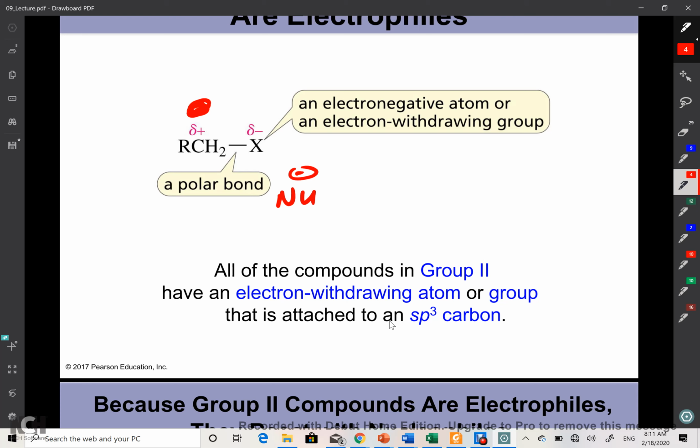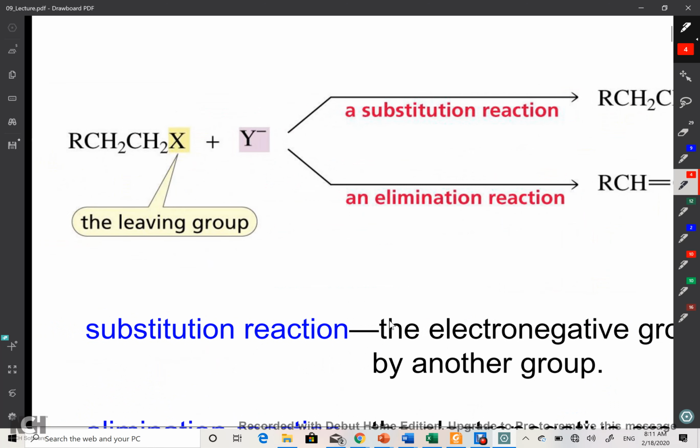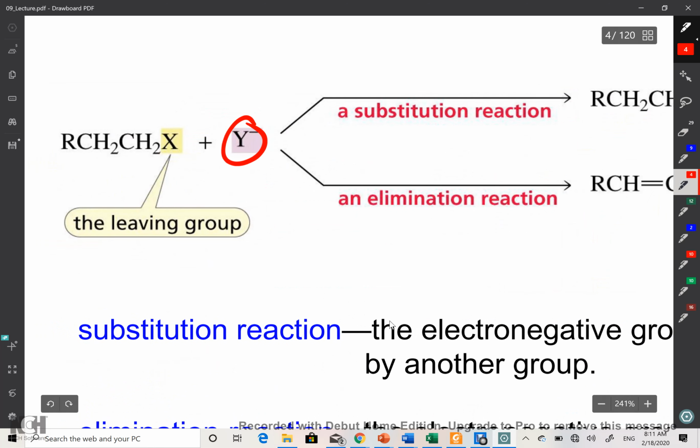So I say all compounds in group 2 have electron withdrawing groups or atoms that are attached to an sp3 carbon. Okay? And that, again, is because if you bring in a negative group, that negative group can easily interact with that carbon over there. Now, the X group, the halogen in this case, is referred to as a leaving group.